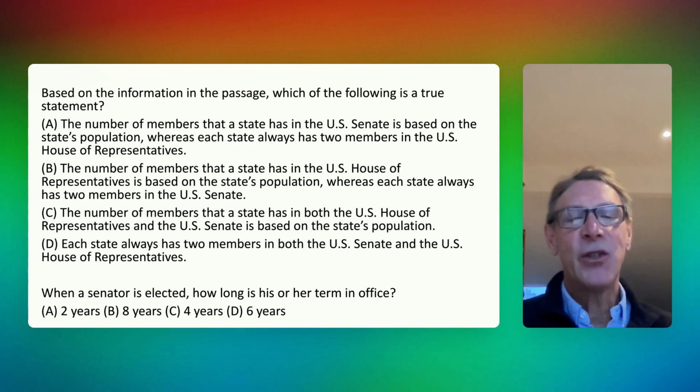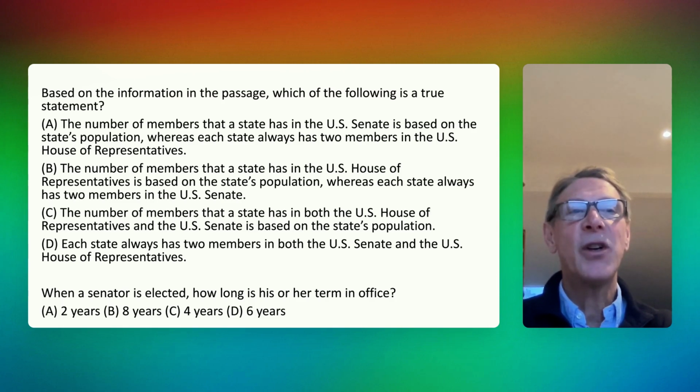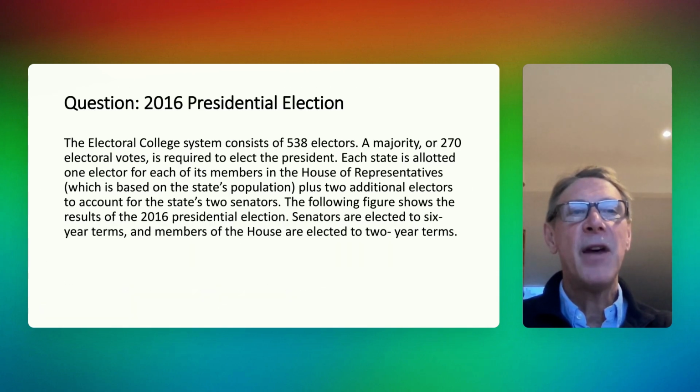This is a question which goes right back to the very first thing. The electoral college system consists of 538 electors. A majority, or 270 electoral votes, is required to elect the president. Each state is allotted 1 elector for each of its members in the House of Representatives, which is based on the state's population, plus 2 additional electors to account for the state's 2 senators. The following figure shows the results. Senators are elected for 6-year terms, and members of the House are elected for 2-year terms.